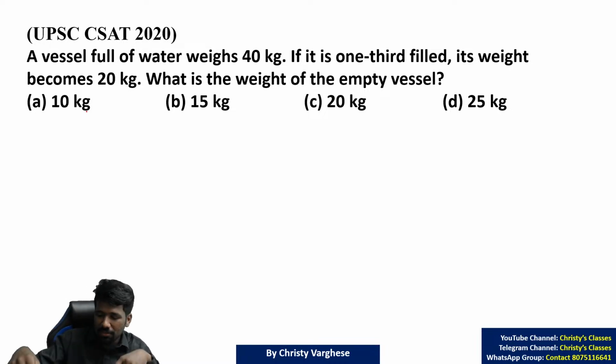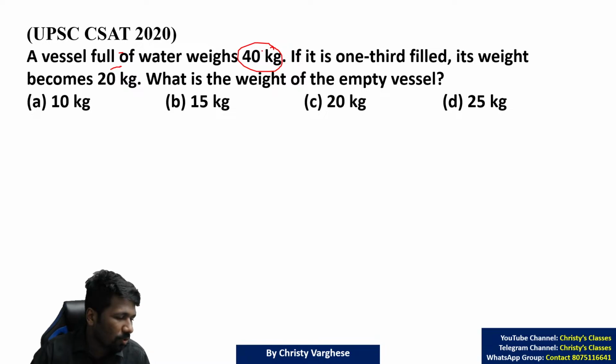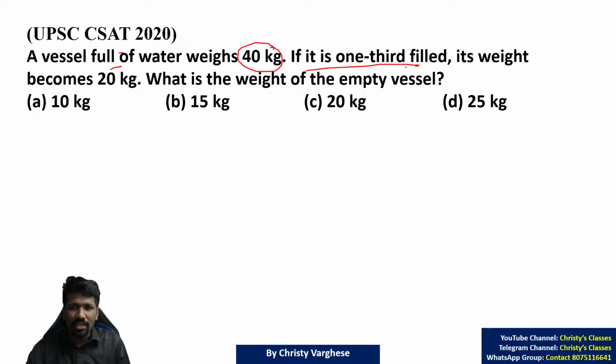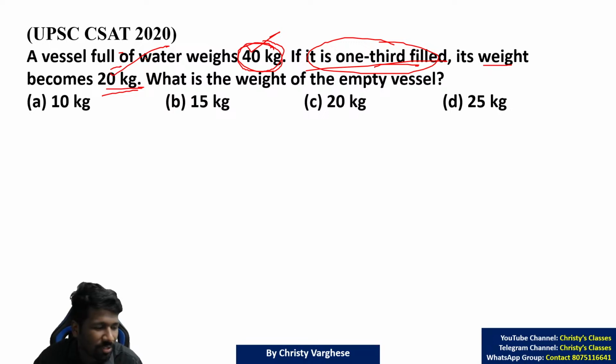Okay, some of you got an answer, so let's try. A vessel full of water weighs 40 kg. Vessel full of water. So the vessel also has weight, and the water also has weight. So vessel weight and water weight added is 40 kg, we can say, isn't it? Or if you didn't understand that, read the next sentence. There it is more clearly mentioned. If it is 1/3 full, its weight becomes 20 kg. Yeah, if the vessel weight was negligible, if it is 1/3 filled, weight also will be 1/3. But 40 by 3 is not 20.